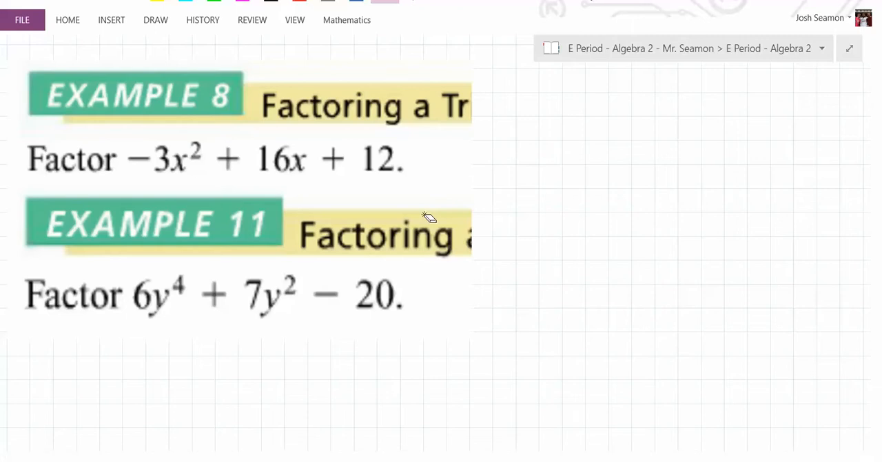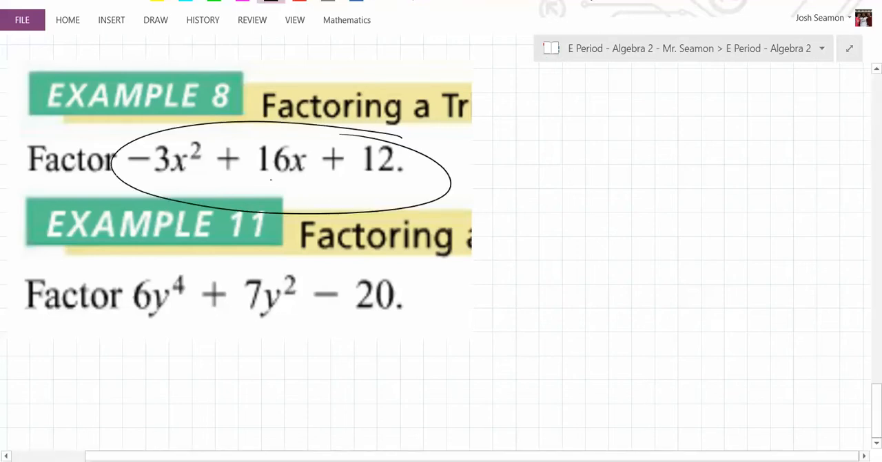I heard negative 3x. The first thing you noticed was that A, the leading coefficient here, is not 1. What is the greatest common factor of all 3 of those terms? What's the greatest common factor? 3. So what could you pull out first?